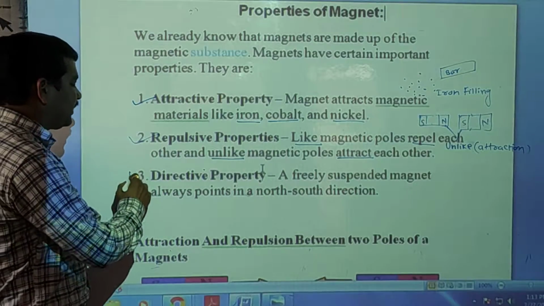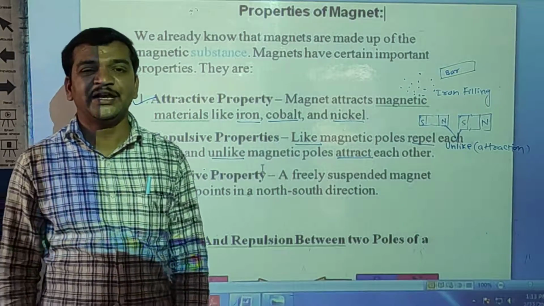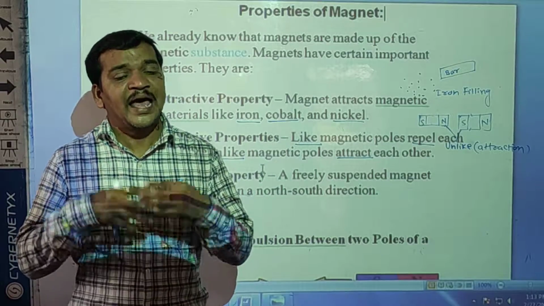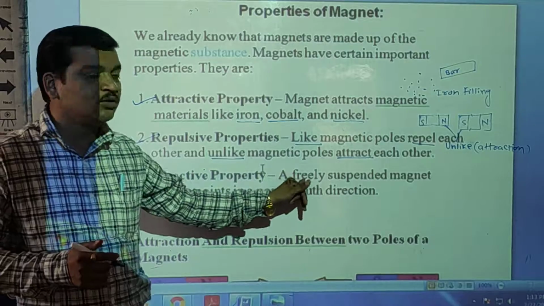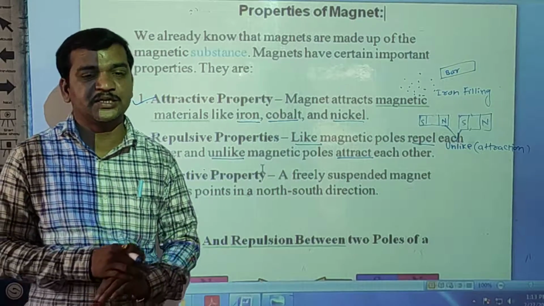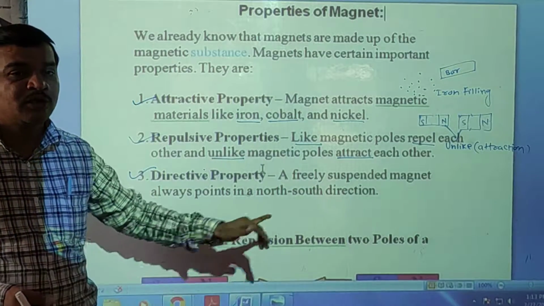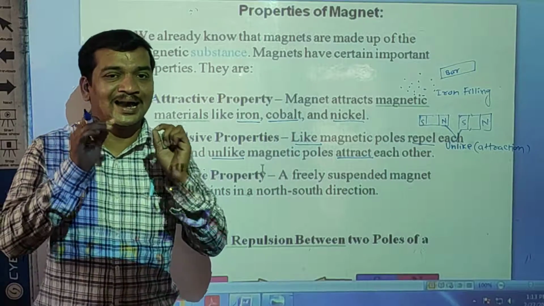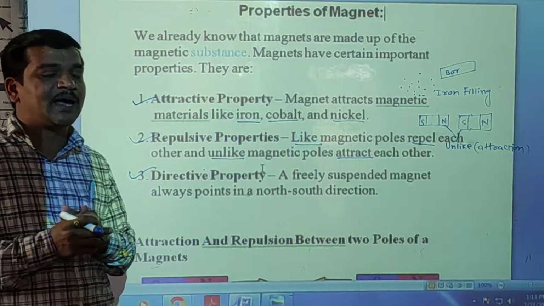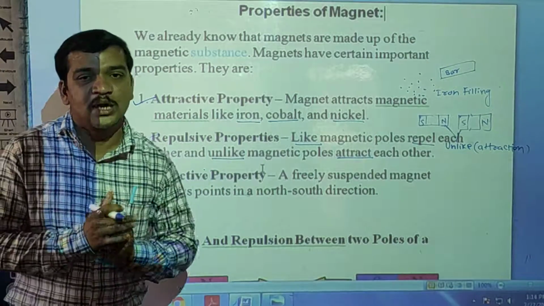Now the next property, the directive property. Directive property means direction. With the help of a magnetic compass, we can find out the direction, especially north to south. Why? Because a freely suspended bar magnet always aligns in the north to south direction.